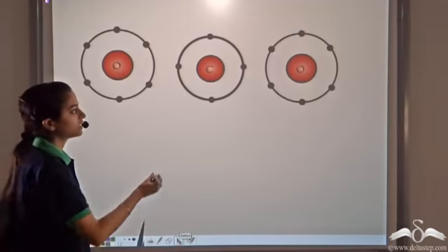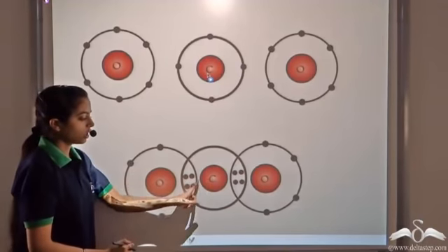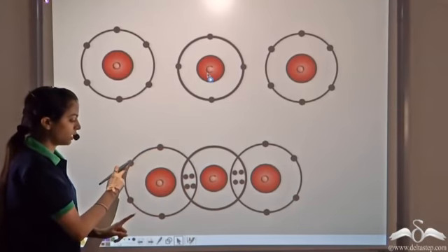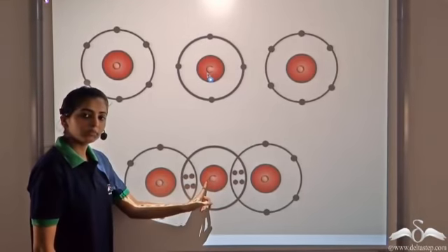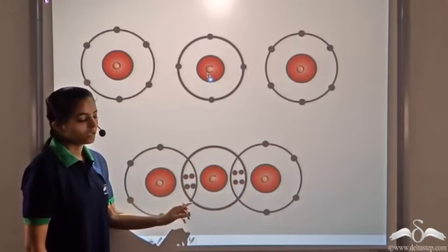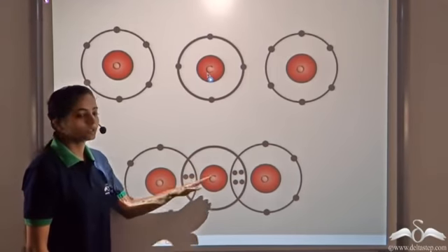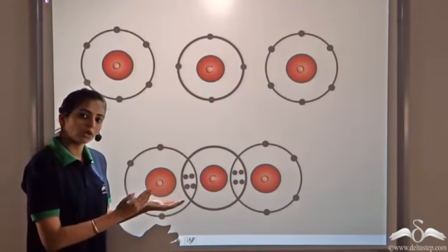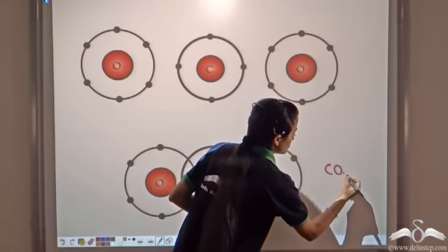So in order to complete their octet, it shares electrons. Carbon shares 2 electrons with each oxygen. So each oxygen atom has 1, 2, 3, 4, 5, 6, 7, 8 electrons. And the carbon atom, in this case we have only 1 carbon atom, has 1, 2, 3, 4, 5, 6, 7, 8. So both carbon and the oxygen atoms have satisfied the octet rule, so they are all stable. So the formula of the compound formed by carbon and oxygen, which is the carbon dioxide gas, is CO2.